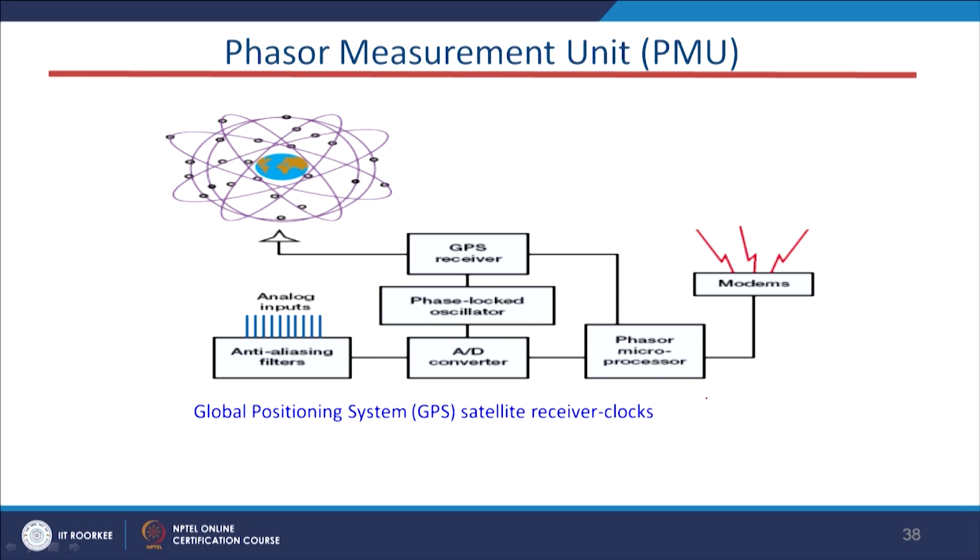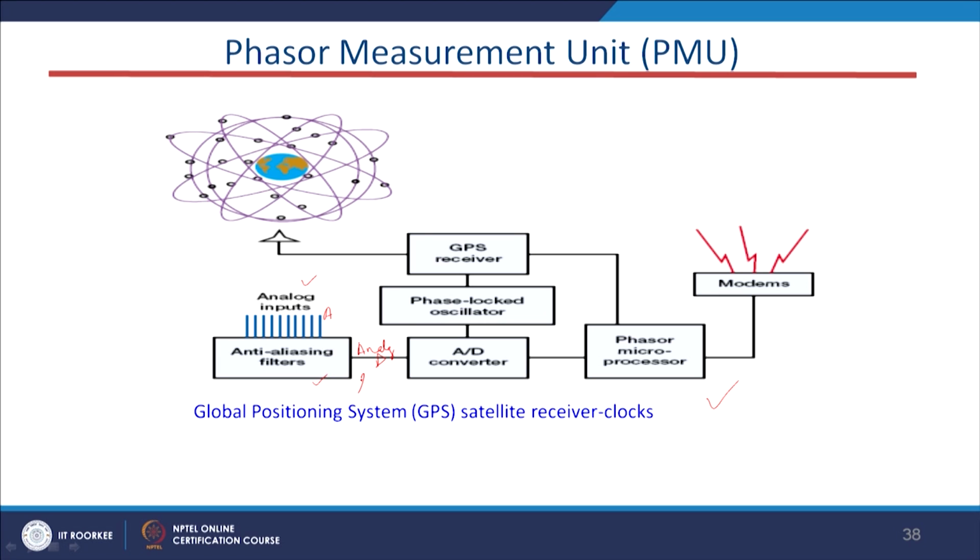This is the basic block diagram of the PMU. We have first the analog inputs, meaning the voltage and current signals, which pass to the anti-aliasing filters. We will discuss the function of this anti-aliasing filter. Then it goes to the ADC. Up to here the signal is analog, and even the signal at the output of the anti-aliasing filter is analog in nature.